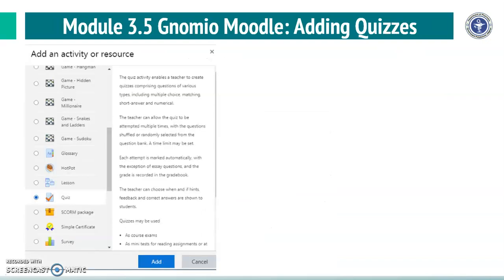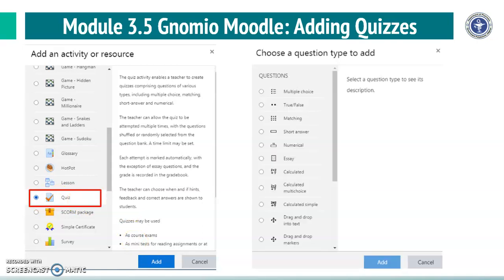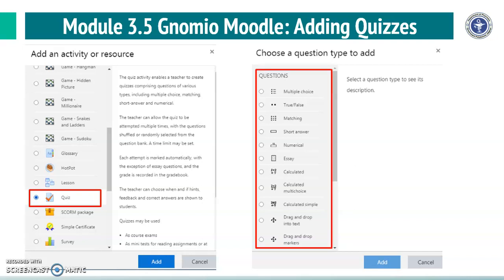In module 3.5, we have seen how we can add various types of quizzes. So if you add a resource, here it is the quiz which can be added. And when you click on quiz, you can add various types of quizzes, including multiple choice, true or false, matching, short answer, numerical, calculated multiple choice, drag and drop, etc.